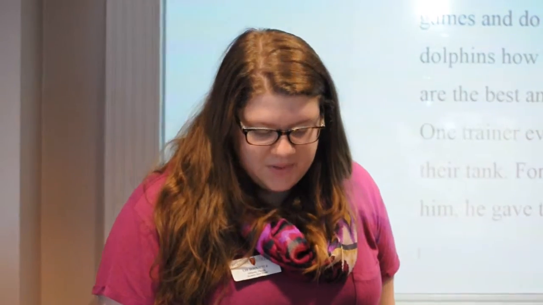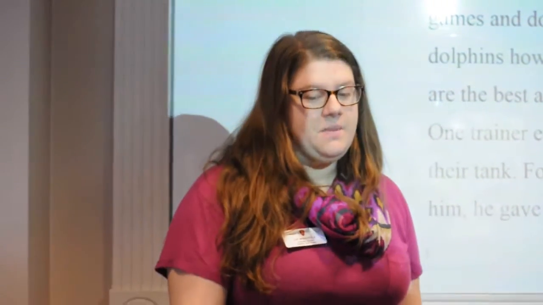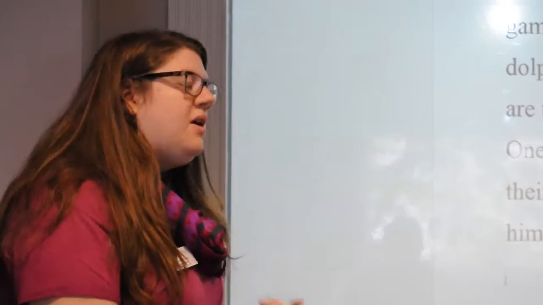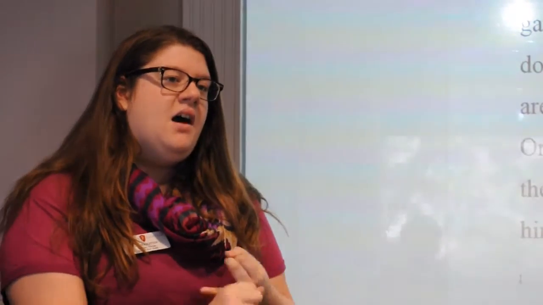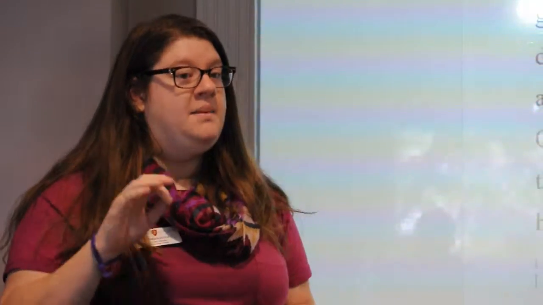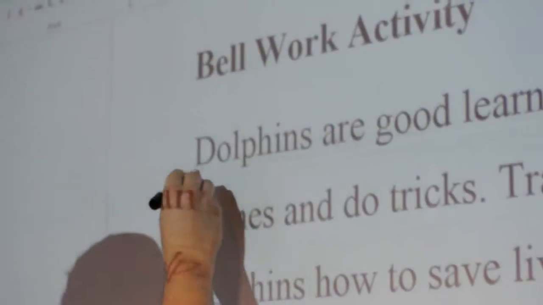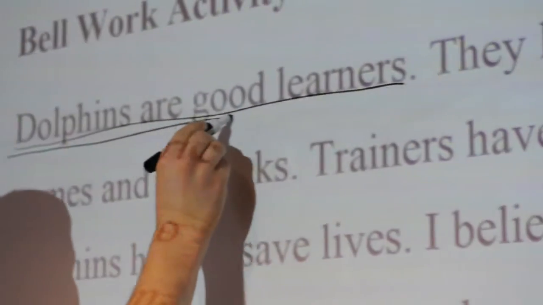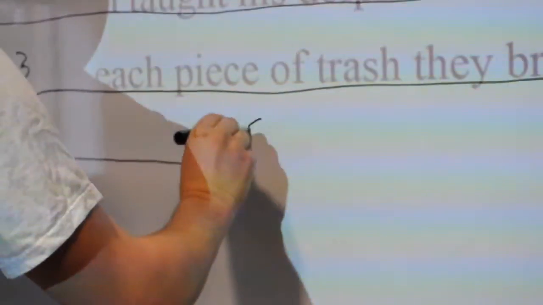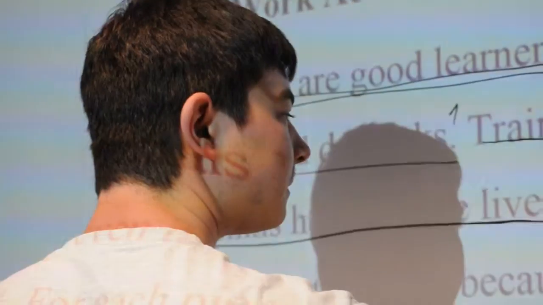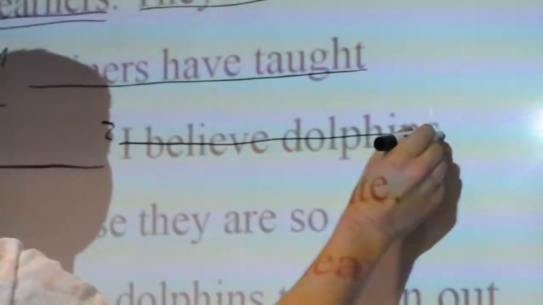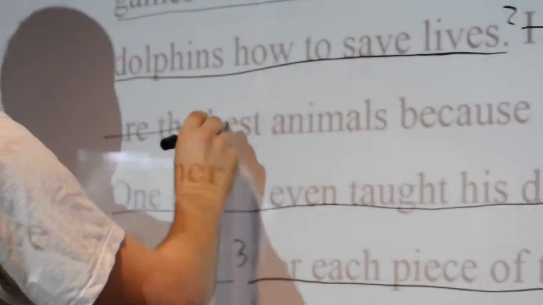Alright, let's start our class with bell work. So last week we talked about the parts of an effective paragraph. You're going to double underline the topic sentence, underline and number the 3 good pieces of evidence, and cross out 1 bad piece of evidence. Awesome. Find the 1 sentence in here that you would not include in your paragraph about why dolphins are good learners.